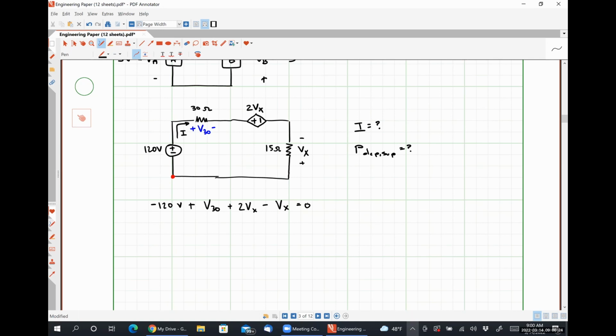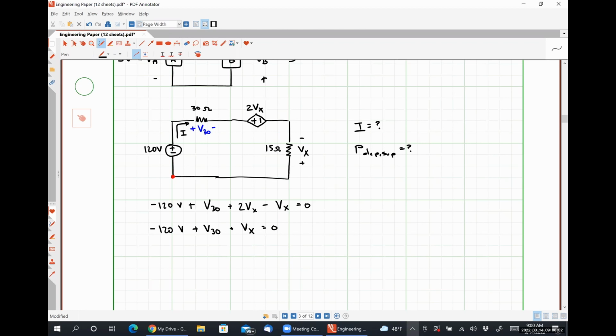Okay. So we could do a simplification here. Pretty easy, right? We could say that this looks like negative 120 volts plus V30 plus 1 Vx is equal to 0. Hopefully nothing too wild or crazy there. And we've got ourselves into a little bit of a pickle here, right? In as much as we have a single equation, but we have two unknown quantities.